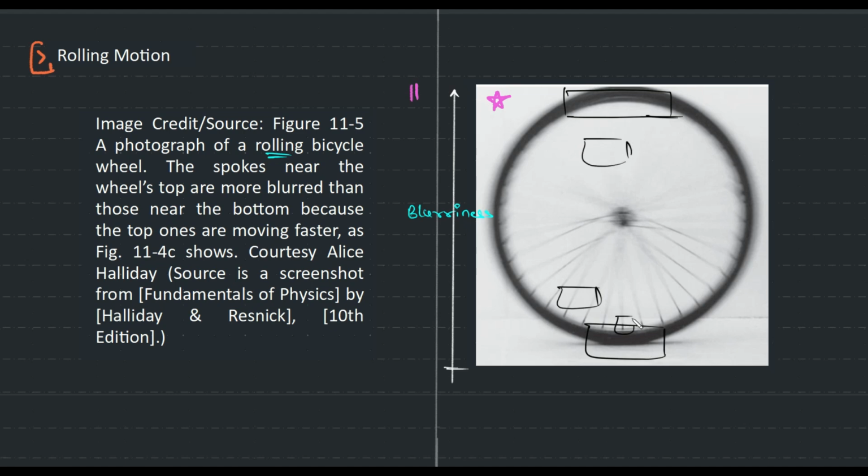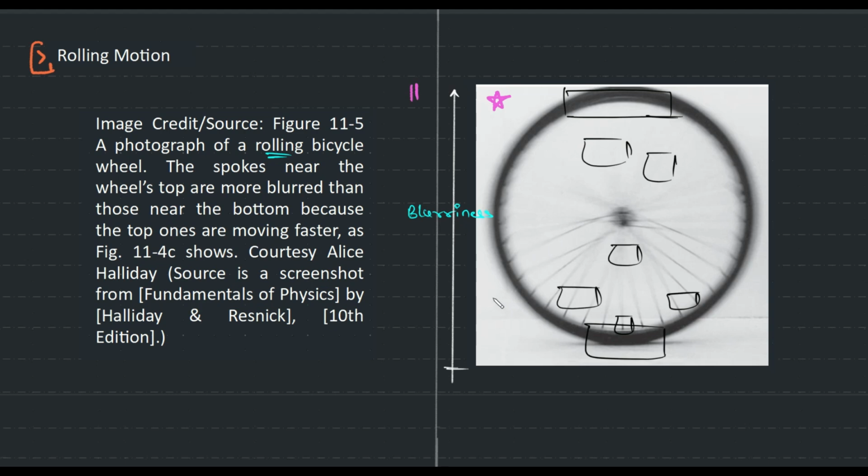Here it's quite visible. Here it's decently visible. Here it's less visible, but it's kind of there, you can make out. Here it's almost not there, it's just white. The presence of the spokes has disappeared. So if you move up, the blurriness increases. And it's an actual photo. You can do it with any wheel.